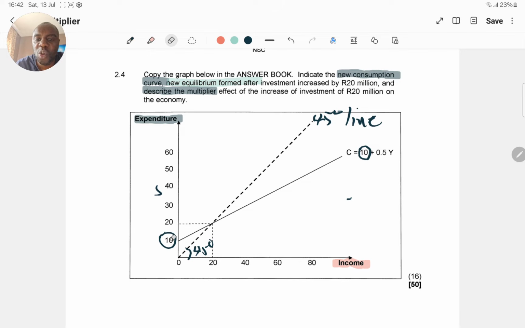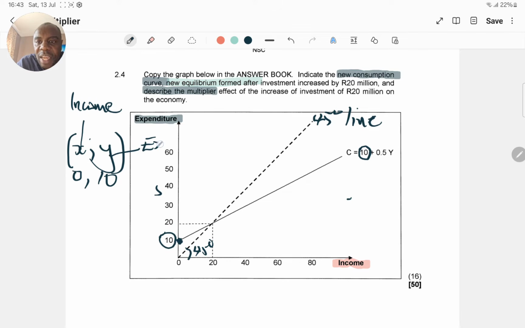Let's look at this 10. Let's look at the x coordinate and the y coordinate at this point. Our x coordinate, which is our income at this point, is 0. And our y coordinate is 10. What is our x-axis representing? Our x-axis is representing income. And what is our y-axis representing? Our y-axis is representing expenditure.